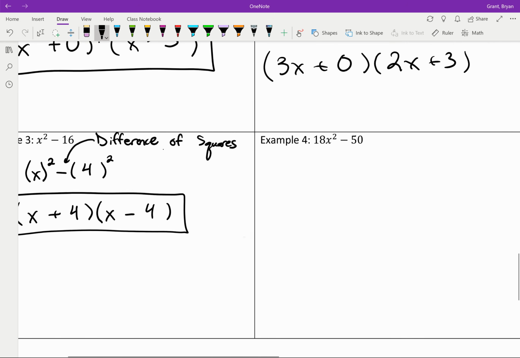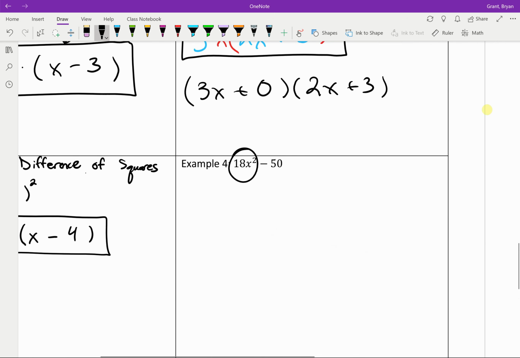Okay, last one. 18x squared minus 50. Same thing as before, you could treat this as 18x squared plus 0x minus 50 and use the box method, but this is probably going to end up being a difference of squares. Let's take a look. I think we're going to run into a slight issue though, because 18, I don't know what times itself equals 18. Right? 9 times 9 is 81, not 18. 3 times 3 is 9. 4 times 4 is 16. 5 times 5 is 25. It skips over. Oh, but I forgot the big first step.